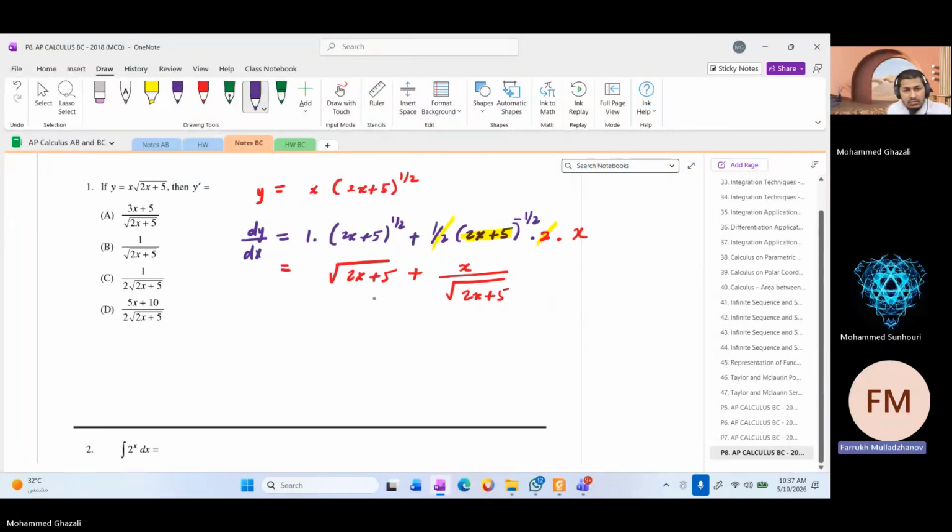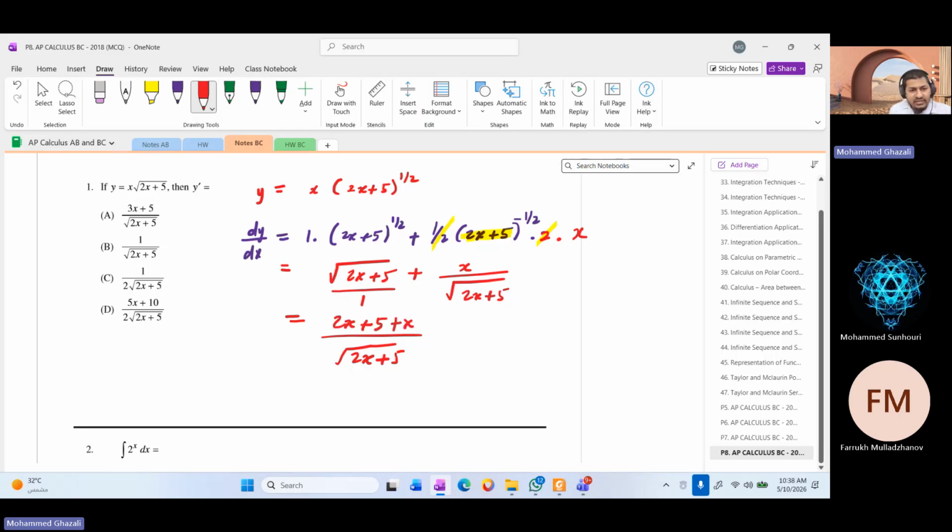We're multiplying by the root of 2x plus 5, and the root cancels out, so you get 2x plus 5 plus x. Your lowest common denominator is the square root of 2x plus 5. The first part has no denominator, so you multiply it by the square root of 2x plus 5 and get 2x plus 5 plus x, so 3x plus 5. Answer is A. Good. Let's look at the next one.